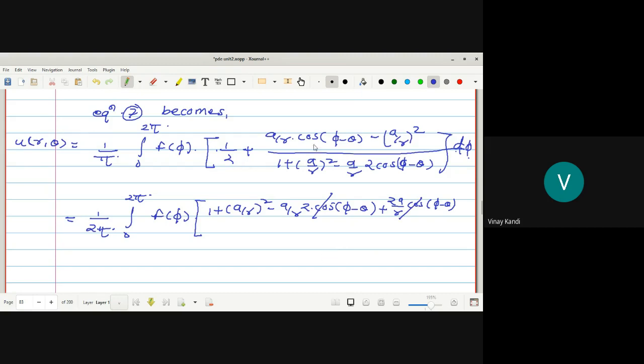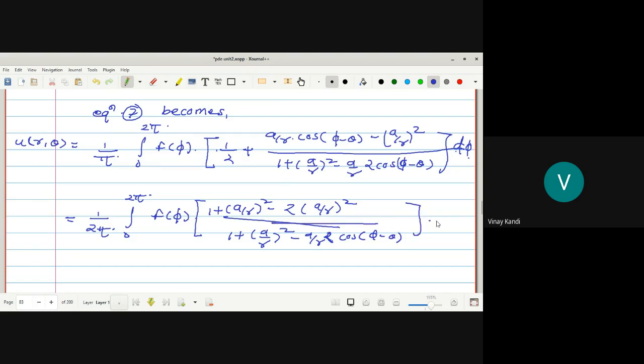ह्याला मल्टीप्लाई करतो इथला ह्याची काय गरज नाही. ओके हा 2 ने मल्टीप्लाई केल्यानंतर काय होतं ते कॅन्सल होतं. इथे काय येईल डायरेक्ट मायनस 2 into a upon r ब्रॅकेट divided by 1 plus 2 into येणार बरं का हे 2 पण बाहेर गेला आधीच 1 plus a upon r square minus a upon r 2 cos phi minus theta. Okay, this is d phi.